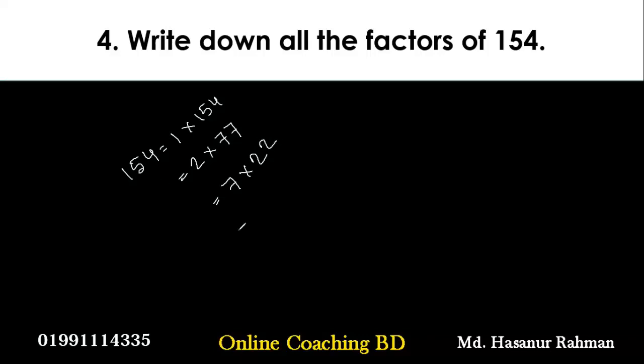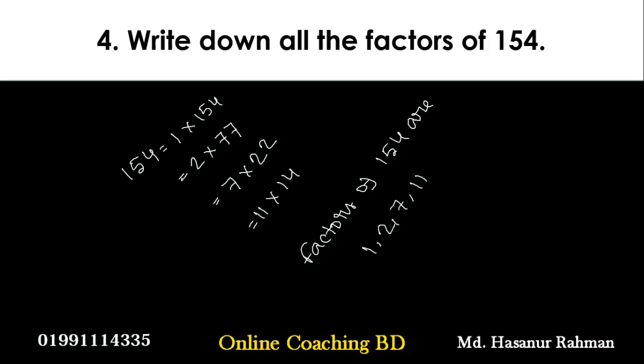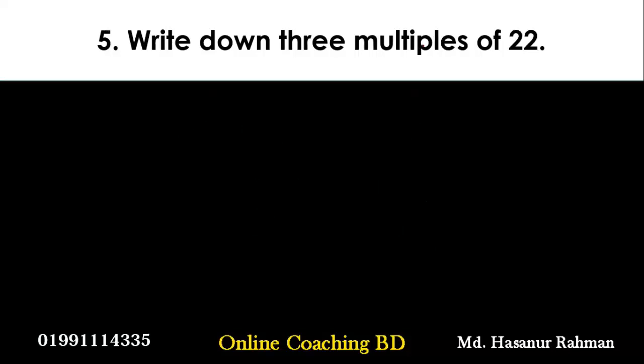Again, if we want to divide 154 by 11, we'll get 14. These numbers are factors of 154. So we can say the factors of 154 are 1, 2, 7, 11, 14, 22, 77, and 154. Very simple.